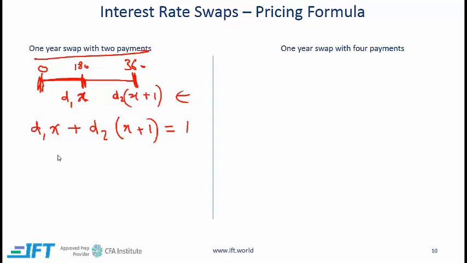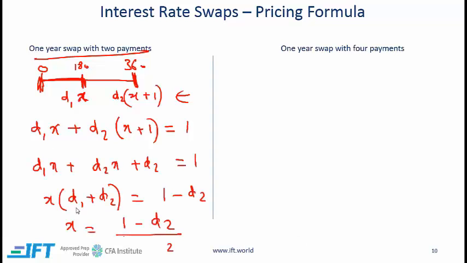Right? So can we solve for x? So here is the very basic algebra. I have talked about where this came from. And then if you solve for x, here is what you get. 1 minus the discount factor for the final payment, which in our scenario is the second payment, divided by the first discount factor and the second discount factor.